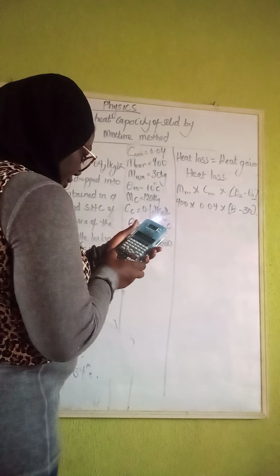Now we were told here that the water is contained in a calorimeter. Now what is the mass of that calorimeter? 120 kilograms. And what is the specific heat capacity of the calorimeter? 0.1 joules per kilogram per Kelvin. Now after this mixture has been carried out, that is the hot iron dropped inside the calorimeter containing water, this is the resulting mixture. The resulting mixture is 30 degrees Celsius.